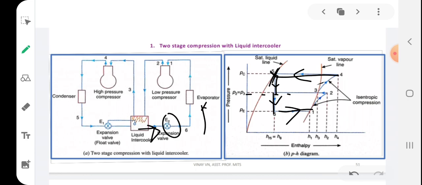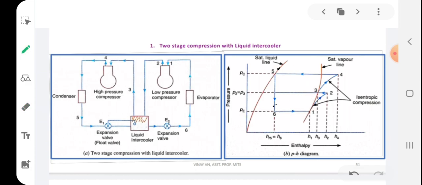The heat will be absorbed from the space to be refrigerated. Heat from that space will be absorbed by the evaporator, and again the process will repeat, right? So you can see here some of the mass will be bypassed here, right? Because some of the mass is added with the superheated vapor. You can see here, some mass is coming from here, some mass is coming from here, so both the masses will get added and this mass will pass to the high pressure compressor.